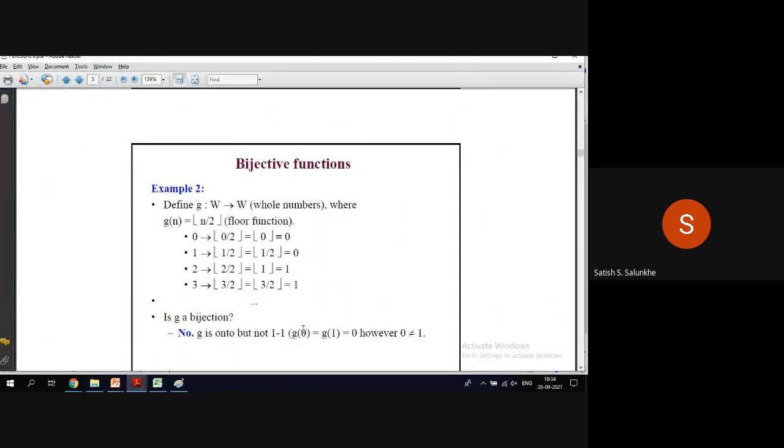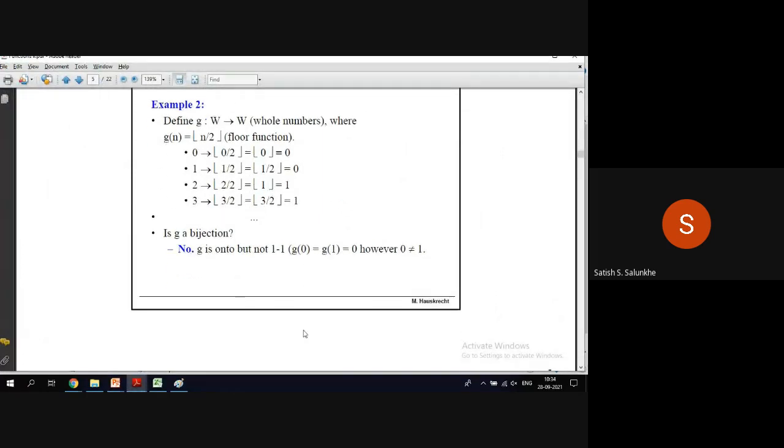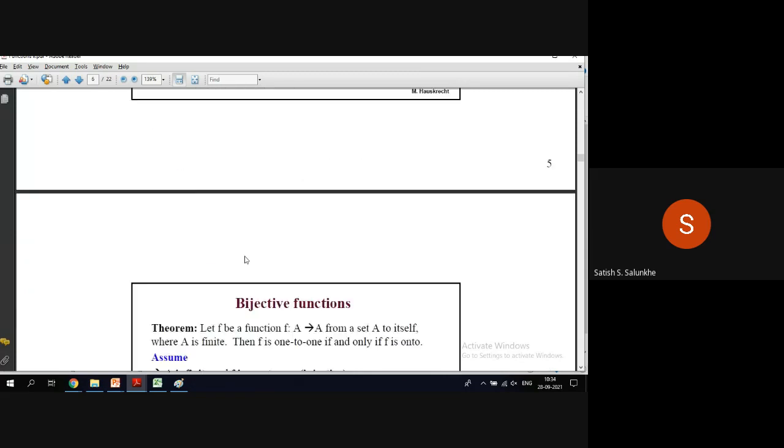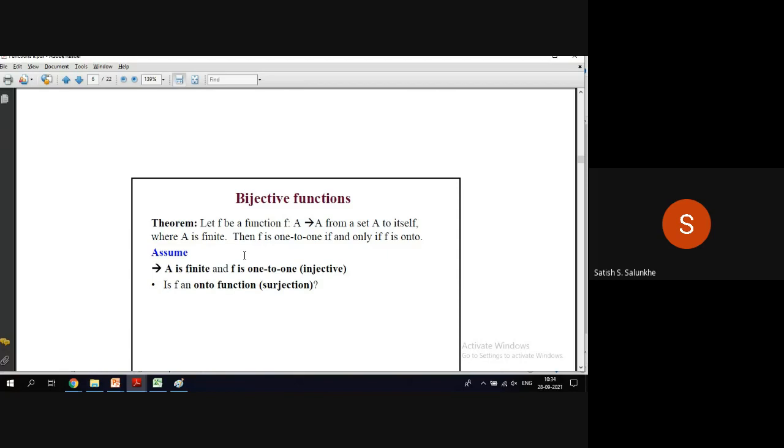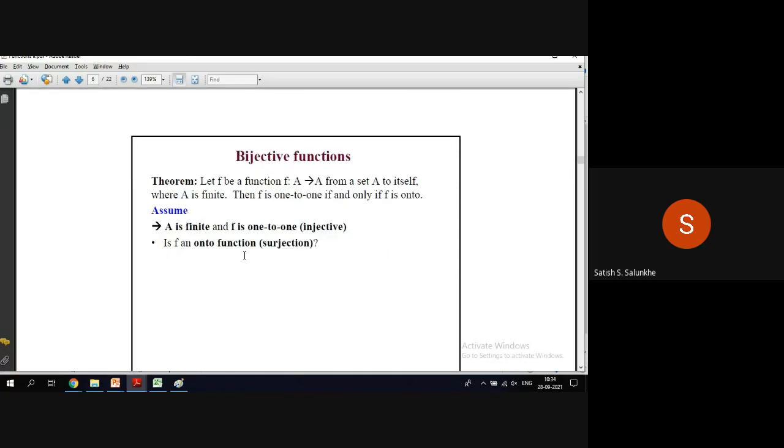So let us discuss here. G is a bijection? No, G is onto, but not one-to-one. Therefore, it is not bijective. Now, bijective function.